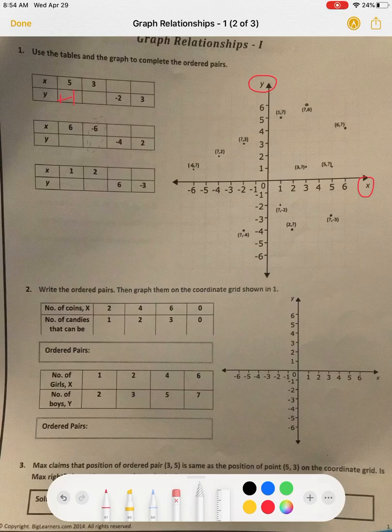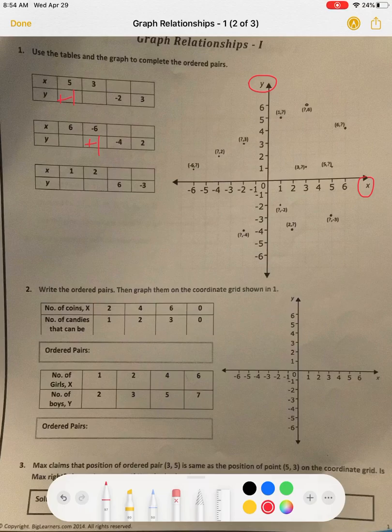This says when x is negative 6, what is the value of y? So I'm going to go over to negative 6 on the x-axis, which would be here. Whatever plot is sitting on that negative 6, that's where they want to know the value of y. So what is the value of y here? On the y-axis, it's sitting on 1. So when x is negative 6, y is a positive 1. And then you keep going. Don't forget to complete all of them.